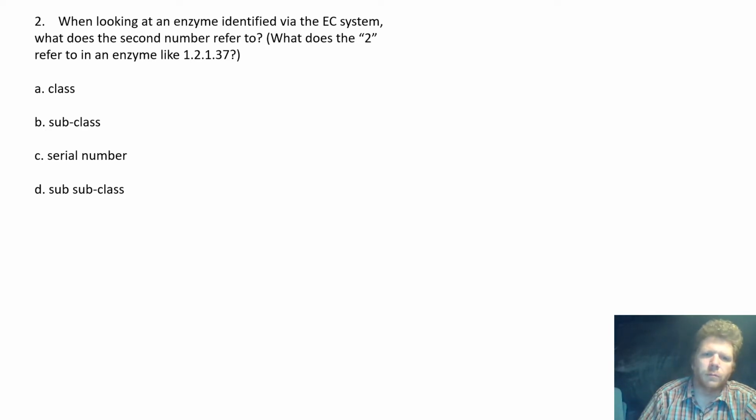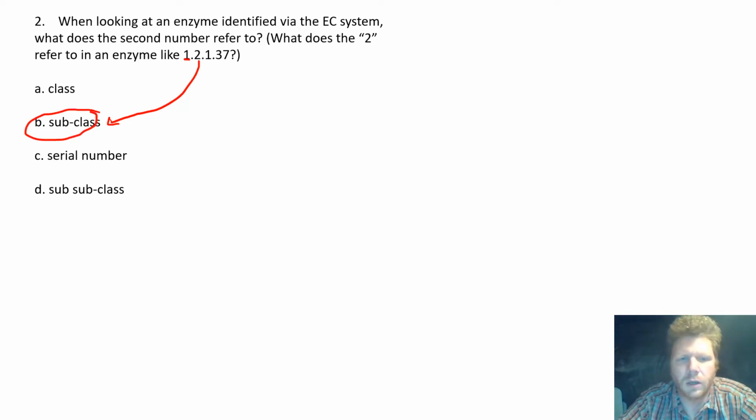The first number, the 1 in this case, is the class. The 2, however, is the subclass. So this sequence follows the class, subclass, and sub-subclass until you get to the actual enzyme itself.